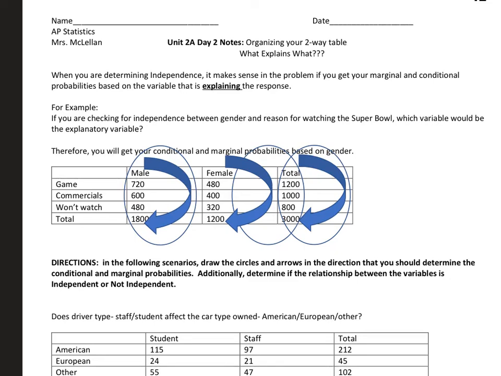We're going to go ahead and take a look at organizing your two-way table, because one of the very important ways to be able to determine if two variables are independent is by organizing your data correctly. So the first key that we need to make sure that we are looking at is what is the variable that seems to be the one that is explaining the response.